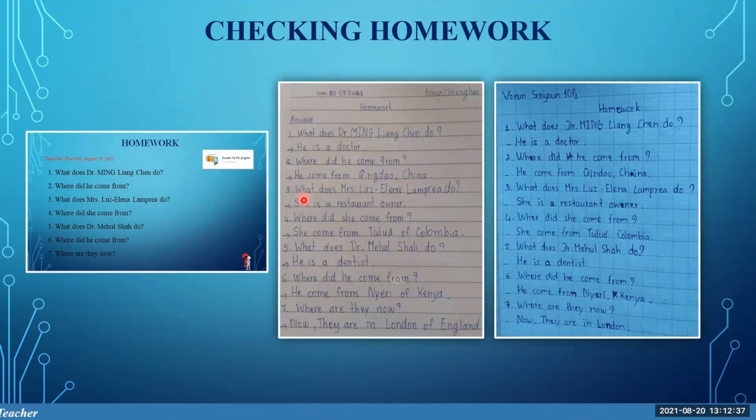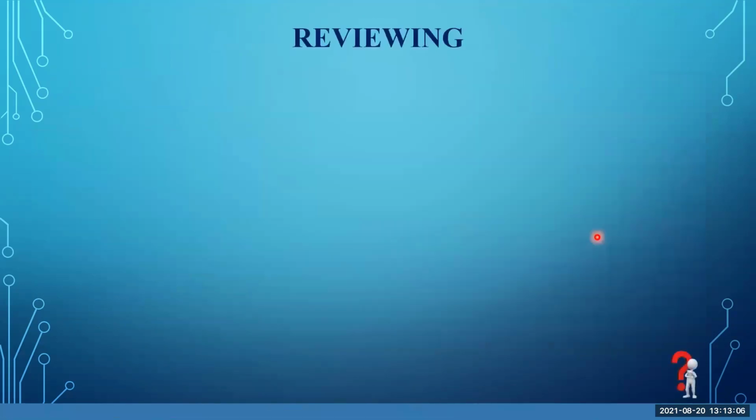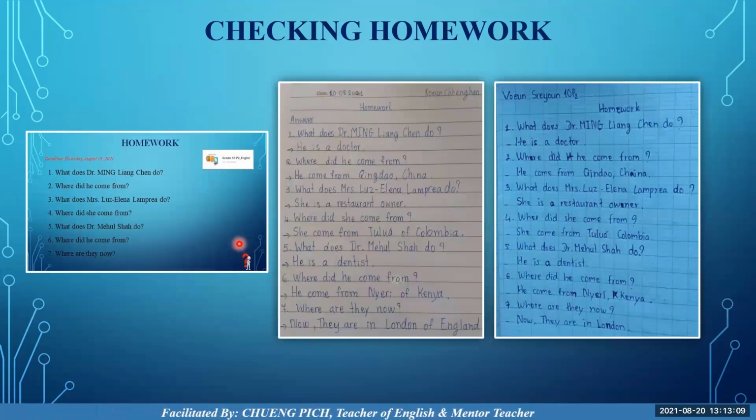Okay. Question number 3. What does Mrs. Luz Eleanor Lambrier do? Cheng Han says she is a restaurant owner. Owen also says she is a restaurant owner as well. So that's correct. Number 4, where did she come from? The answer is she come from Tulua, Colombia. Here let's consider the tense of the question as well. The question was in the past tense, right? So say she came from Tulua of Colombia. You both have to correct this one a little bit. Just change come to came.